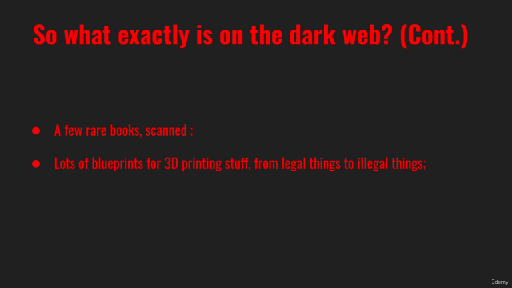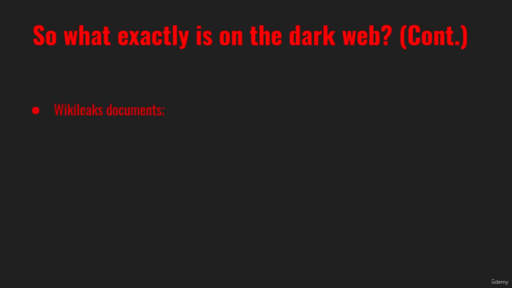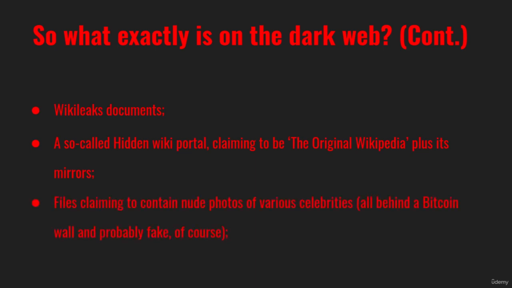For example, some of them are blueprints for how to build guns, building guns in 3D using plastic or whatever. And actually there are a lot of these. There are some building plans boasting to offer undetected access via secret tunnels to important buildings. Again, there are WikiLeaks documents. There is a so-called Hidden Wiki portal claiming to be the original Wikipedia plus its mirrors. And there are files claiming to contain nude photos of various celebrities, all behind a Bitcoin wall and probably fake, of course.